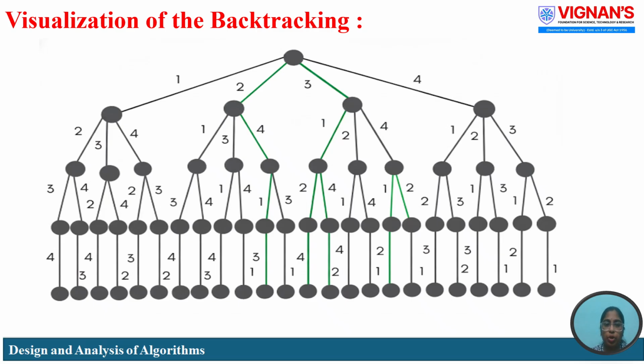The path from the top to any bottom node represents a complete arrangement of four queens. Here we have two possible solutions, the first one and the second one. These are the only two possible solutions in the entire state space tree.